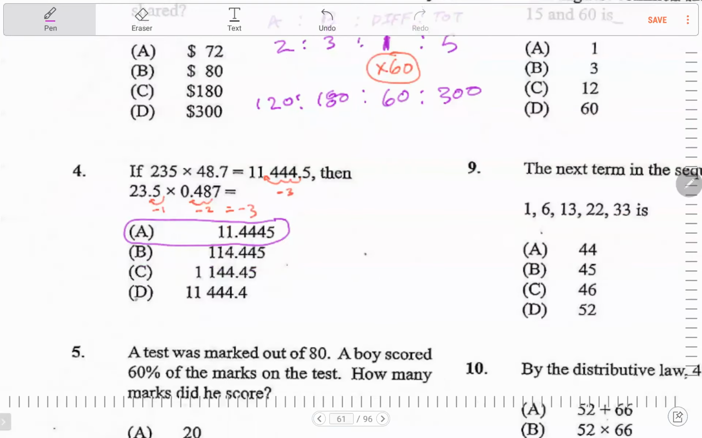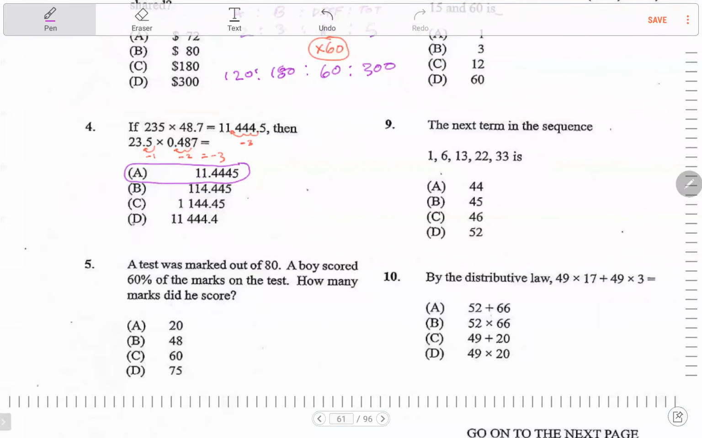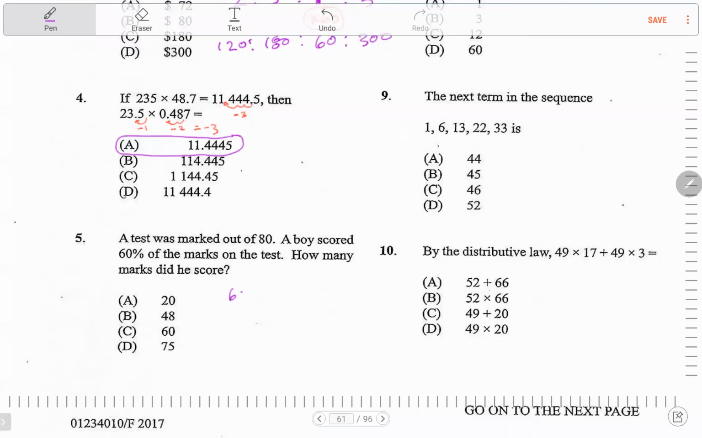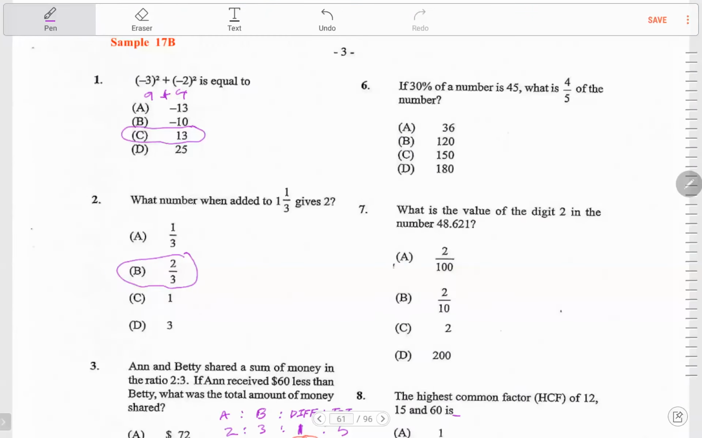Next question. This was marked out of 80. I think we did this question. The boy scored 80, so it was 60 over 100 times 80. I would say that the 60 was 48. So this must be the answer. That's number 5. So we'll start some more questions.